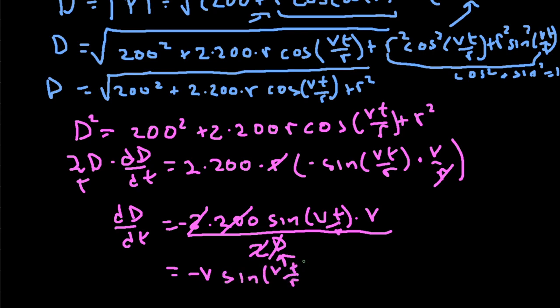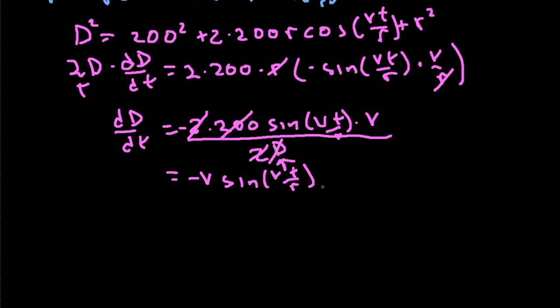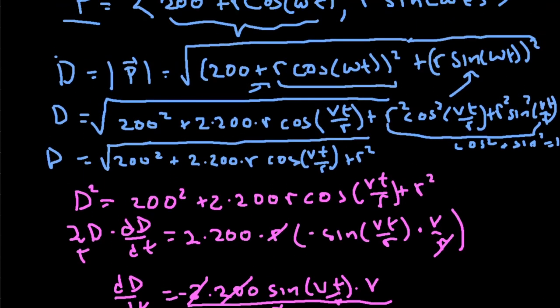vt over r. And now we're left with a little bit of a conundrum because what is t? What is time? How do we know what time it is when the runner arrives at that point?